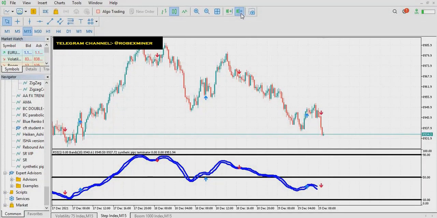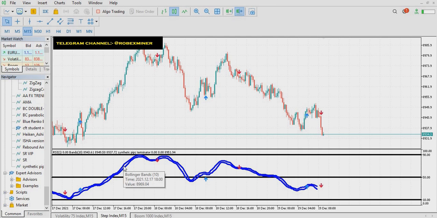Now this is how to use the video. Okay, this arrow does not repaint, this arrow does not repaint, but this Bollinger band, it extends.